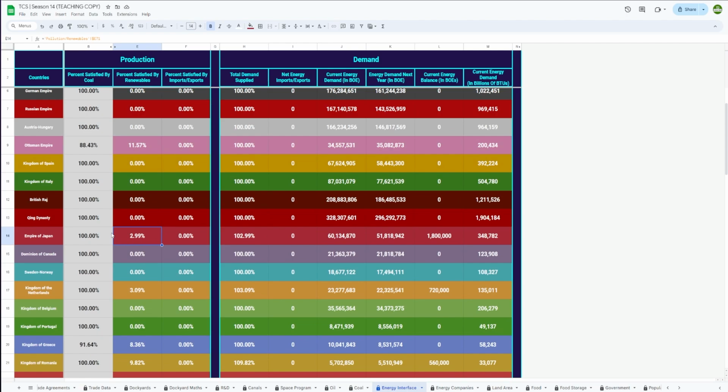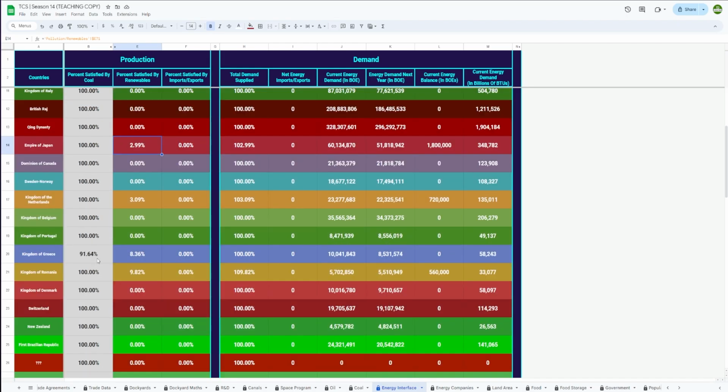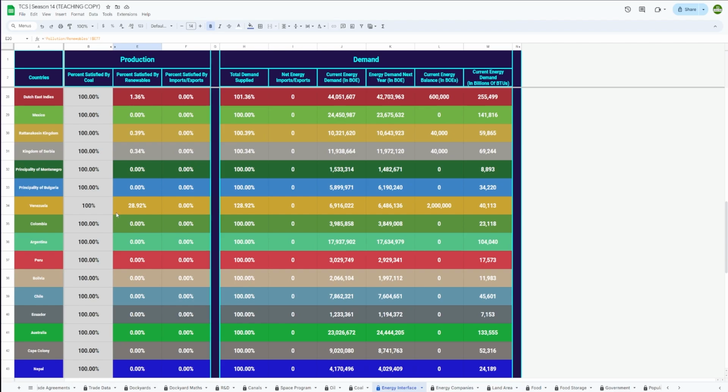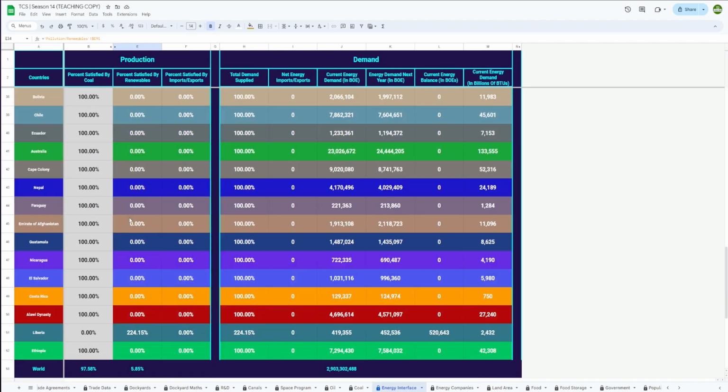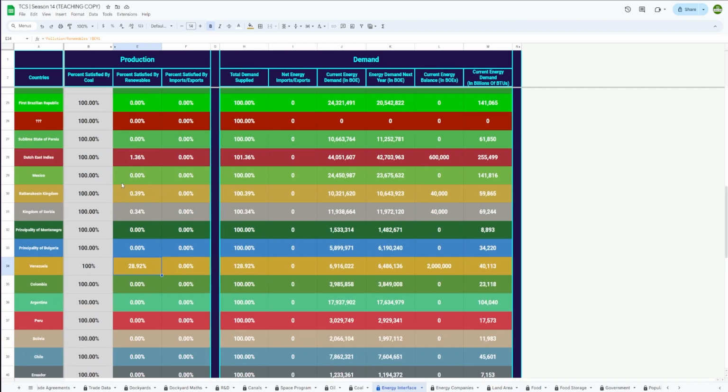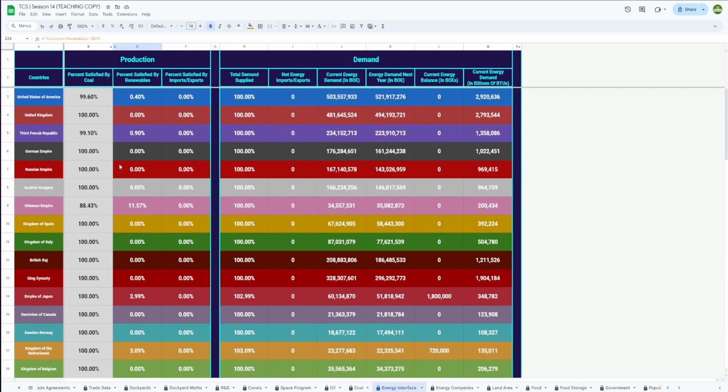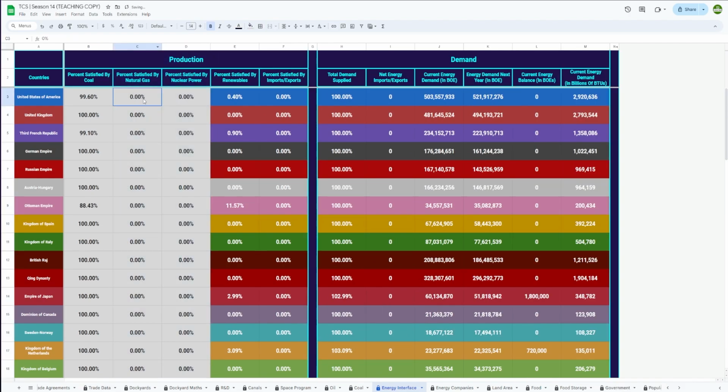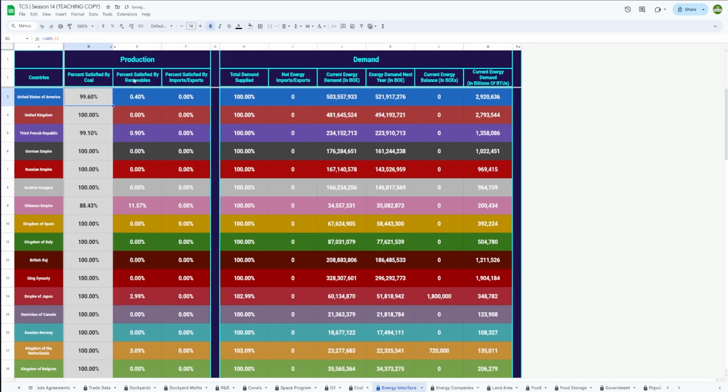But like Japan, for example, they've got 2.99% of their energy covered by renewable energy. Greece, 8%. It can be pretty effective to invest in this in the long term. However, it's also quite expensive to do it early on. Other than coal, you could have natural gas and nuclear power. They come in later of the season. And basically this just affects what your coal consumption is.